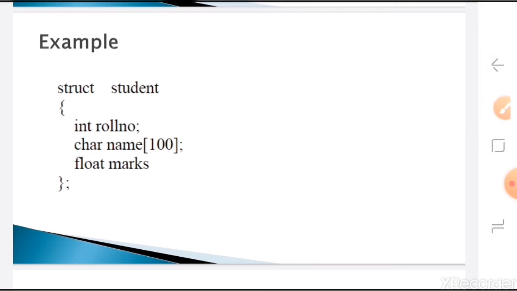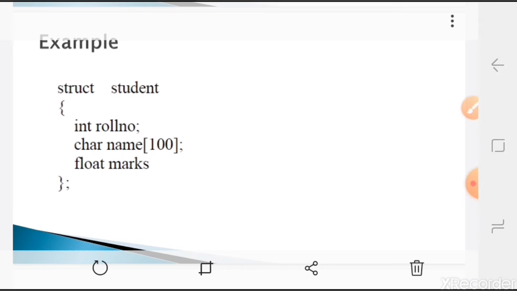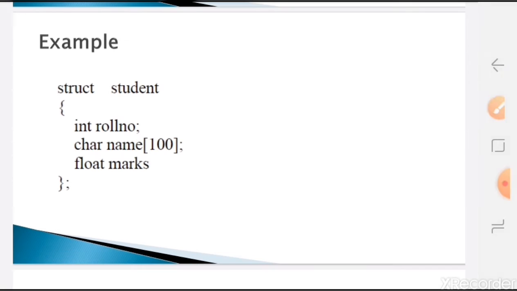struct student { int roll_number; char name[100]; float marks; }; So here, if you saw, struct is a keyword, then student is the name given to the structure that I am going to use. Then inside the curly brackets, what we are giving: a student may have a roll number.